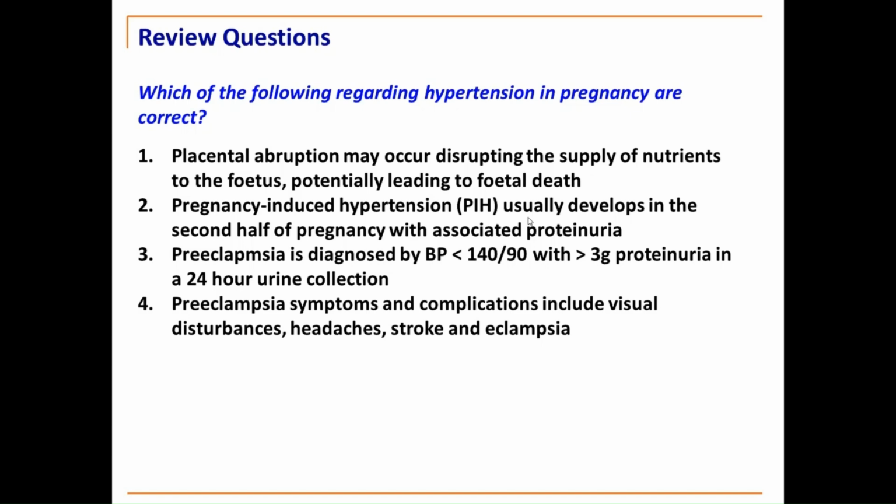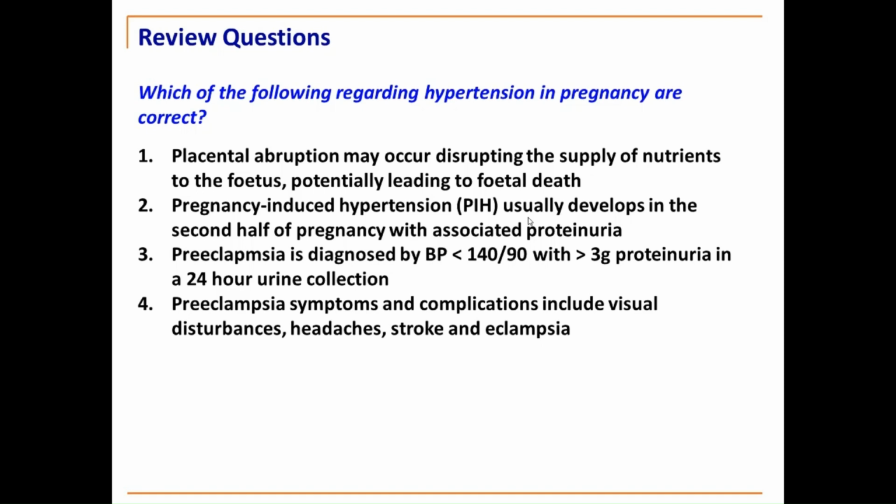Okay, number 1. Placental abruption may occur, disrupting the supply of nutrients to the fetus, potentially leading to fetal death. That is correct. Number 2. Pregnancy-induced hypertension usually develops in the second half of pregnancy with associated proteinuria. That is incorrect. You don't get associated proteinuria in regular pregnancy-induced hypertension.